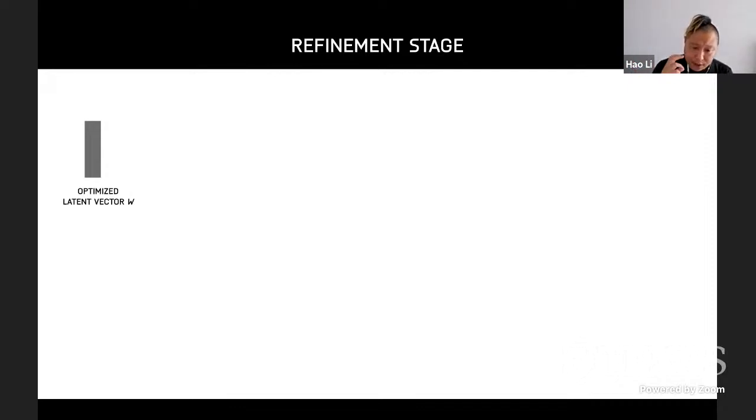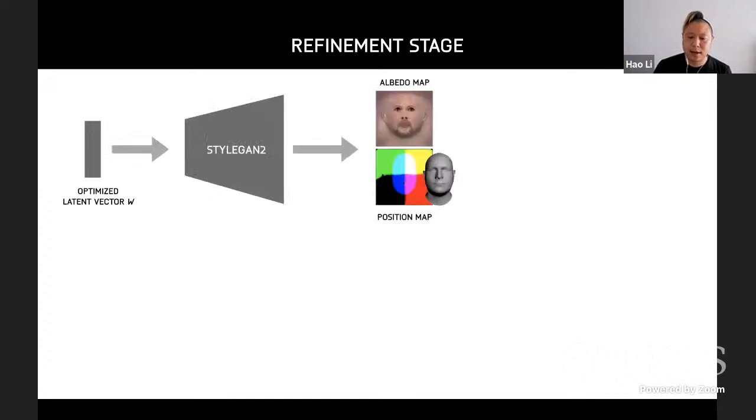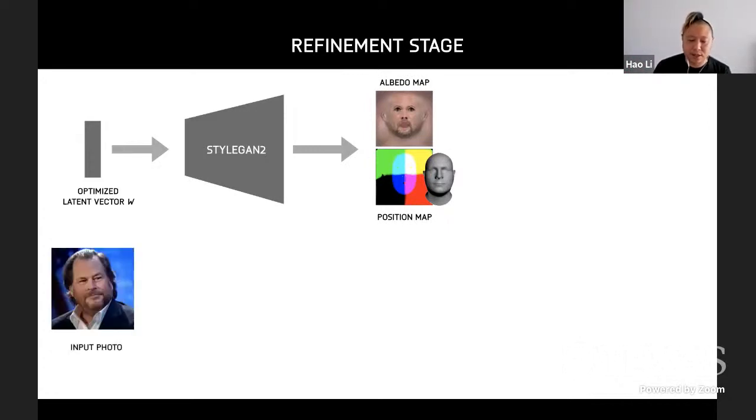Basically what we do is we use the latent vector W from StyleGAN, right? We input that into StyleGAN and it generates what I just explained, the texture map and the position map. And what we do is we take the input photo. What I want to do now is, whatever I generate, I want to improve that based on the input photo.